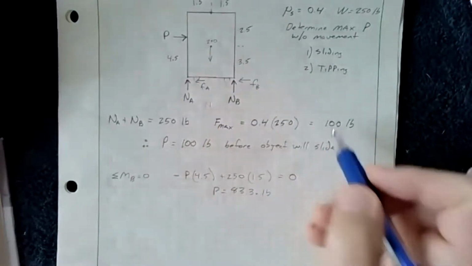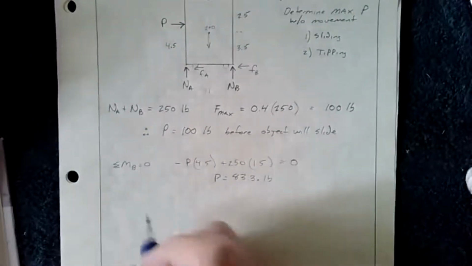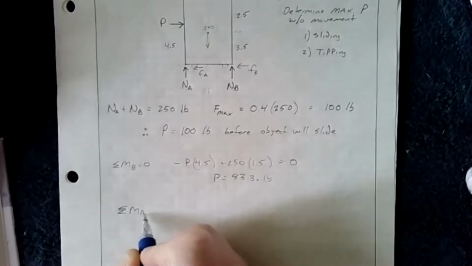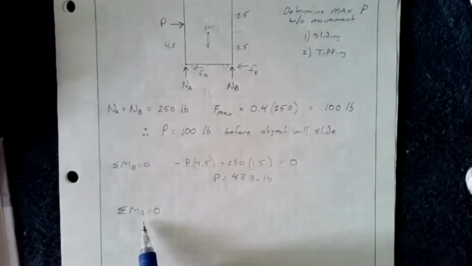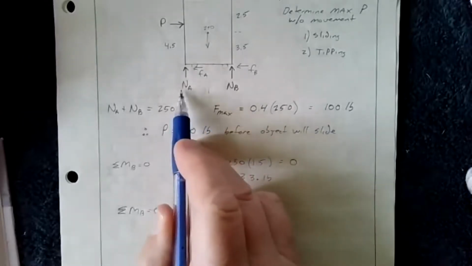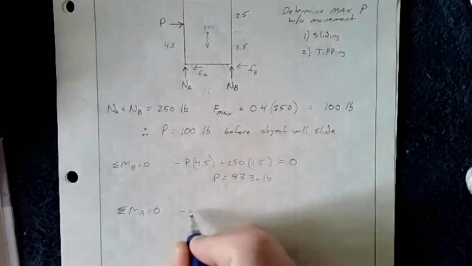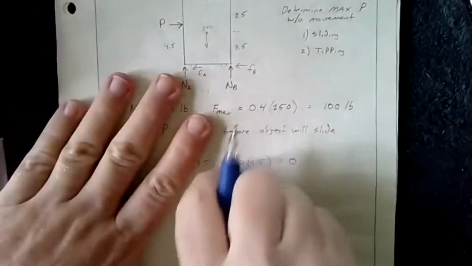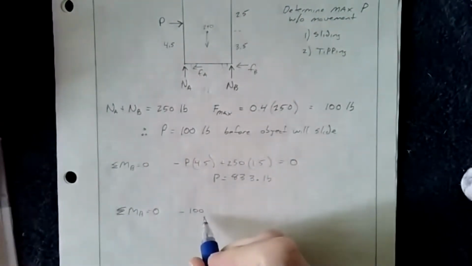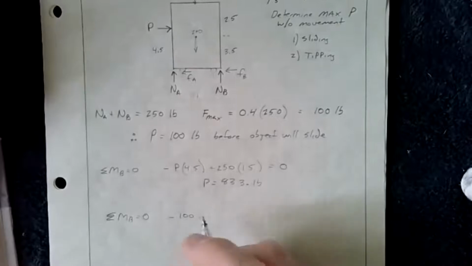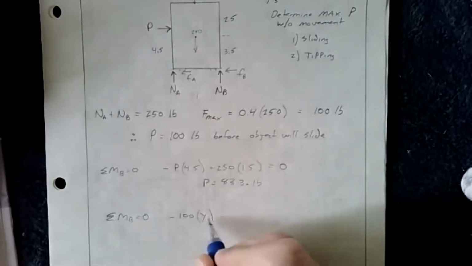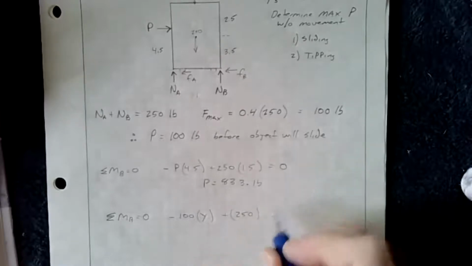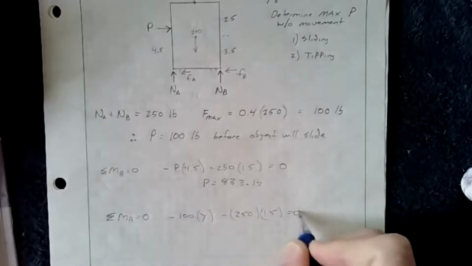So what we could do is we could rewrite this as minus, if we then sum the moments about B again to 0, because still the same criteria, we don't want to tip, so NA doesn't count because it's 0. And so we could say minus 100 pounds, because we know the 100 is going to be the amount of force that'll make it slide, and then multiply that by the y distance, which is the unknown, and then that's going to be plus the 250 times 1.5. And that all equals 0.